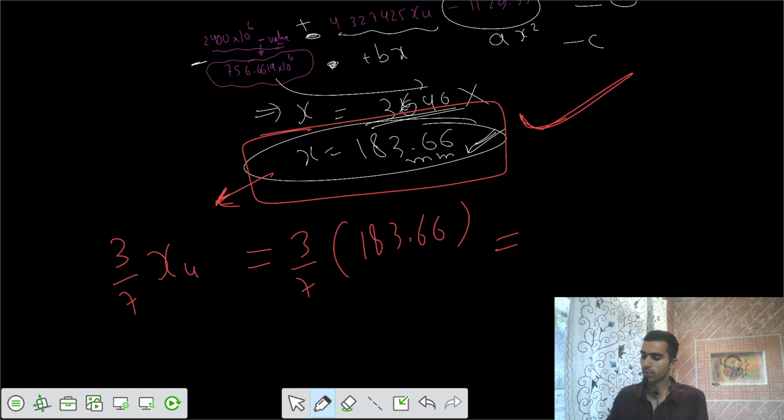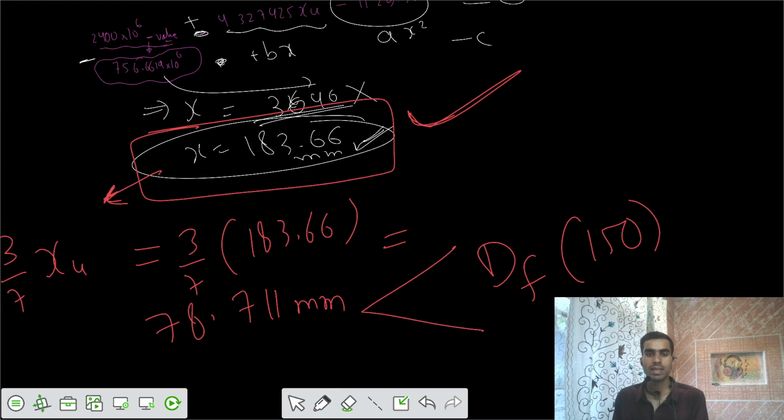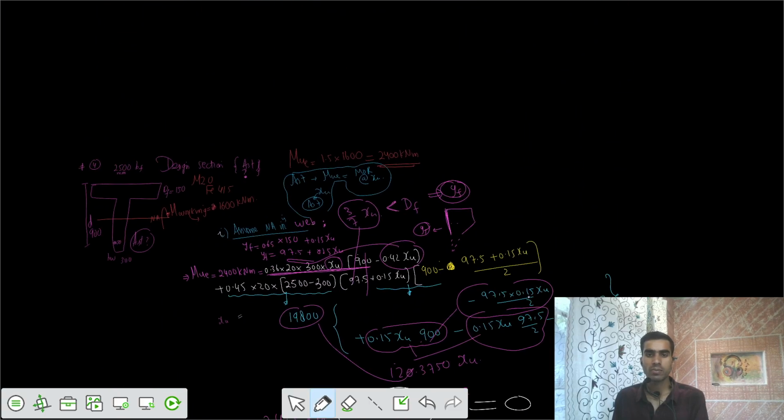So 3/7 of XU is equal to 78.711 millimeters, and I need to compare it with respect to DF. The value of DF is 150, and this is less than DF. So if this is less than DF, what was the assumption I had earlier? What was the assumption we took? We took the assumption that 3/7 of XU was less than DF.